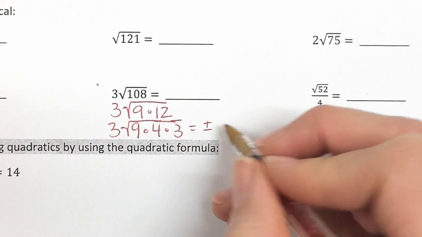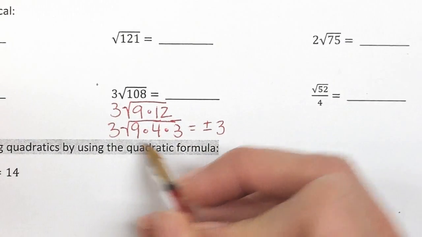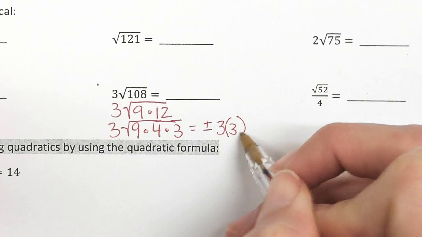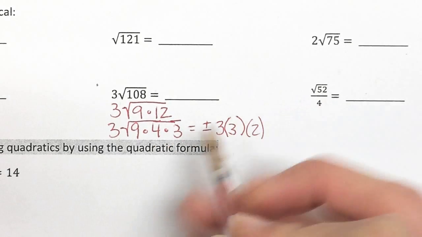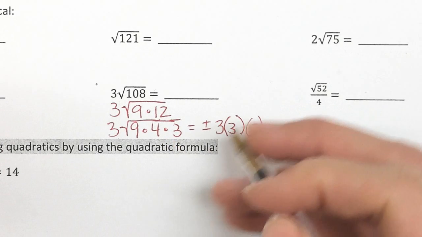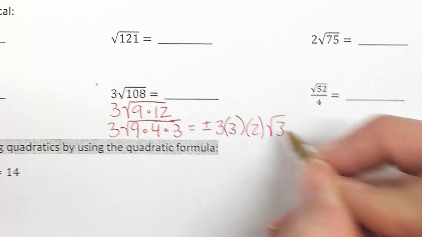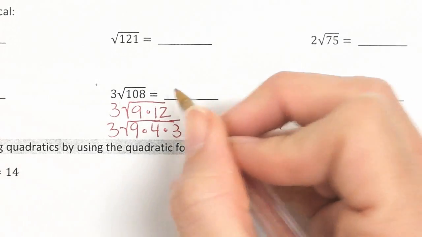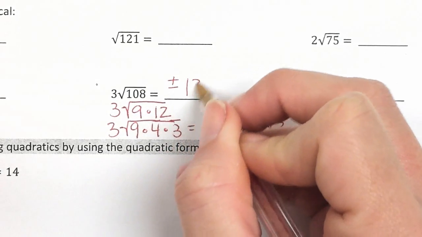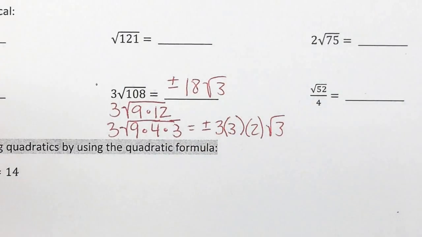Let's bring over this 3. We have to bring out another 3 because of the 9. What's the square root of 4? 2. And does 3 have a square root? No. So we're going to leave it underneath the radical. And now we just multiply everything on the outside. So what's 3 times 3? 9. Times 2? 18. Good. So this would be plus or minus 18 square root of 3.